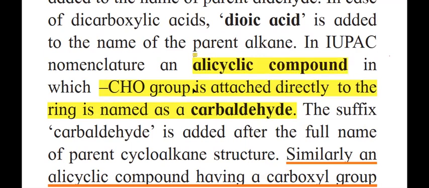In IUPAC nomenclature, an alicyclic compound in which the CHO group is attached to the ring, where the ring is not aromatic, is named as carbaldehyde. The suffix carbaldehyde is added after the full name of the parent cycloalkane structure.